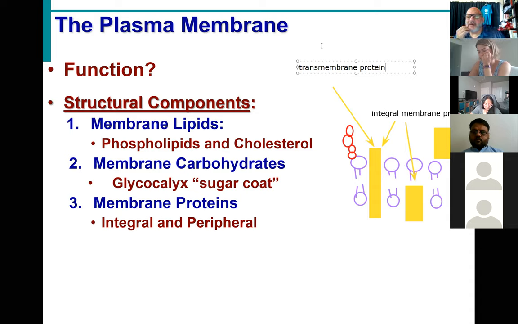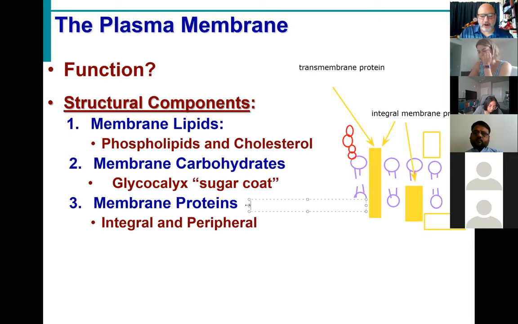Now, peripheral membrane proteins are associated with the plasma membrane, but are not directly attached to them. So I'm going to cheat and erase this one and instead draw it this way. Notice this one is associated with the plasma membrane on the outside. This one is associated with the plasma membrane on the inside. Most are on the inside, but there can be some on the outside. Often they are connected to integral membrane proteins, but they don't have to be. So a peripheral membrane protein is not in the plasma membrane, but is associated with the plasma membrane.